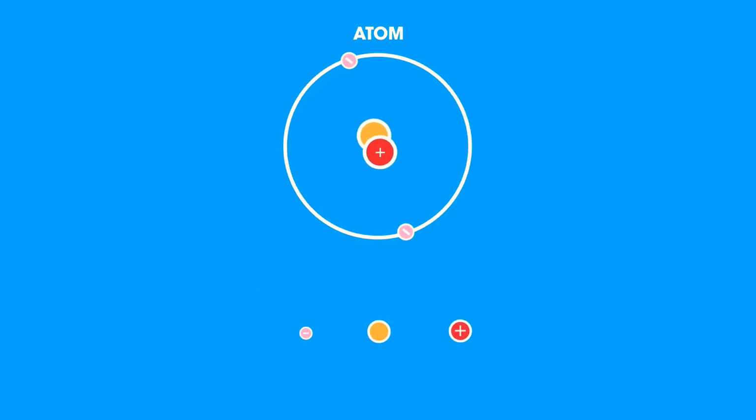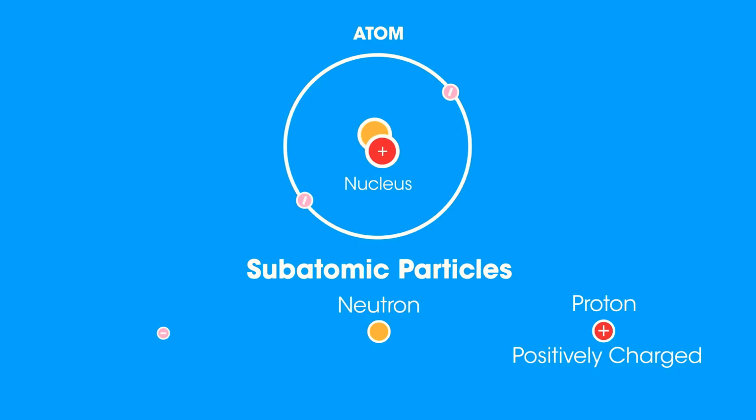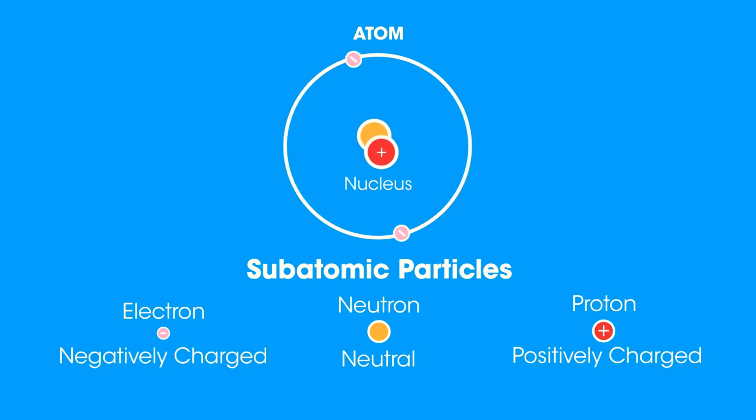Atoms may be tiny particles themselves, but they are made of even smaller particles called subatomic particles. Atoms consist of a central nucleus that contains protons and neutrons. Protons are positively charged, and neutrons have no charge. This makes the nucleus overall positively charged. Much like how the Sun has planets orbiting it, the nucleus has electrons orbiting. Electrons have a negative charge.